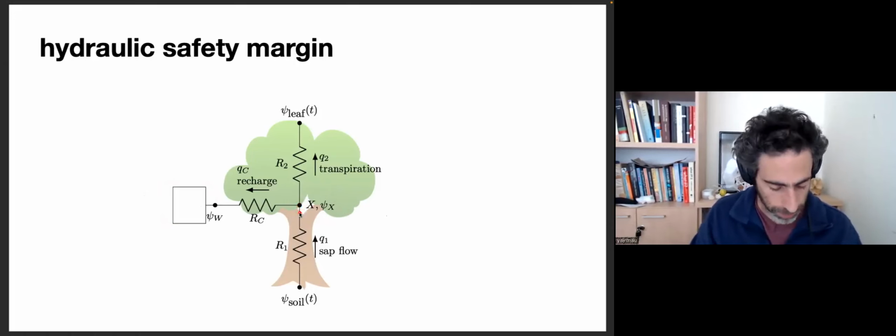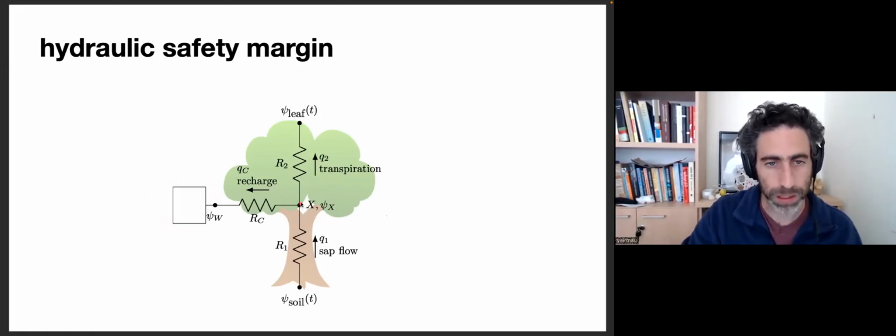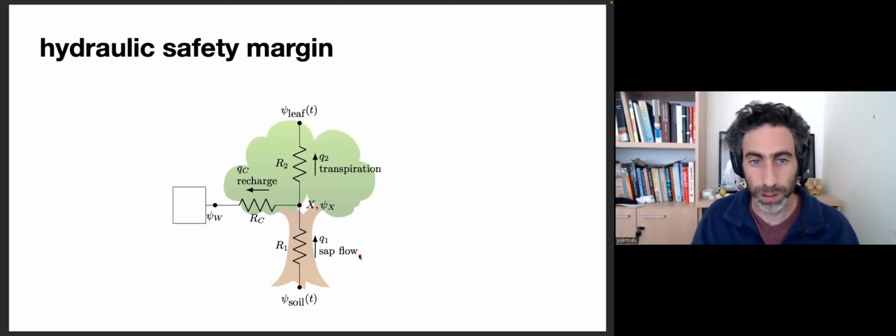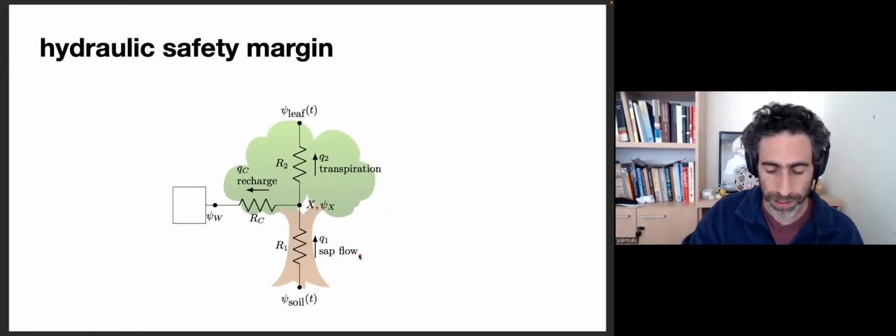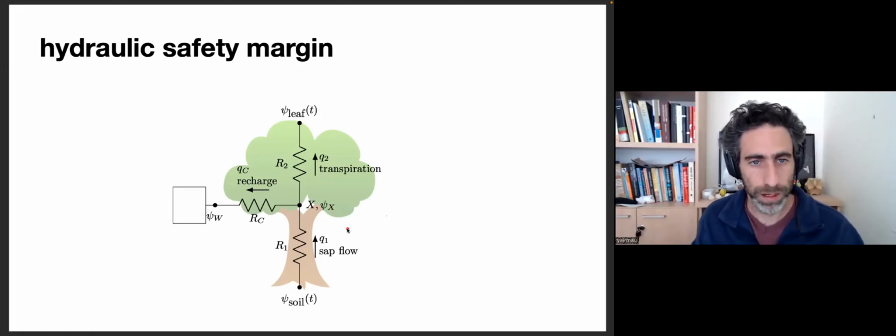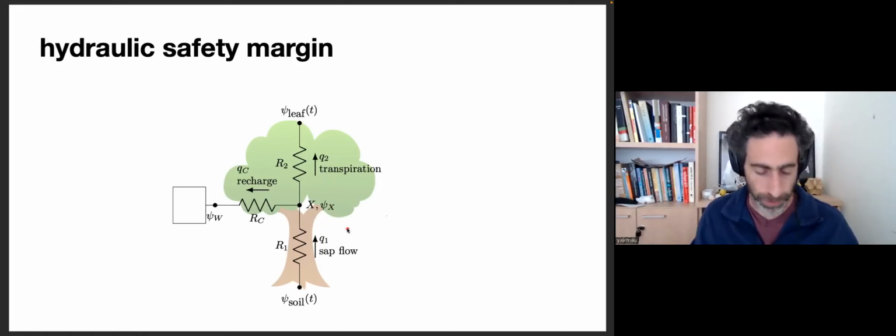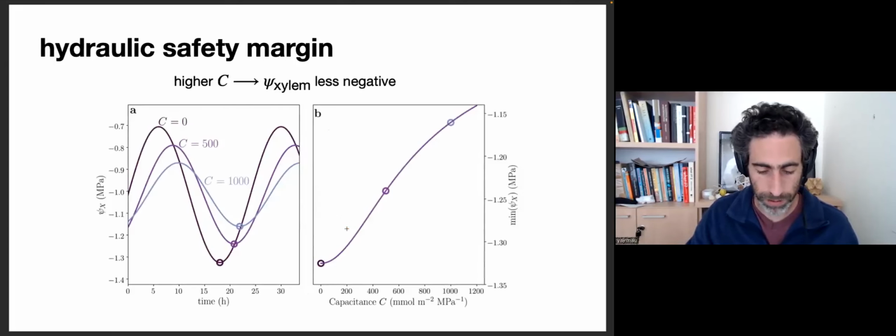Now, trees will suffer a lot from low water potentials. If the climate is too dry, they will dry out and they will die. And one process by which it happens is that this water potential is so low that bubbles of air form inside the xylem, and that's called hydraulic failure. So that's very bad for the plants. So let's see what the model has to say about this behavior.